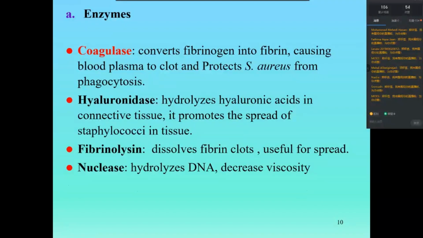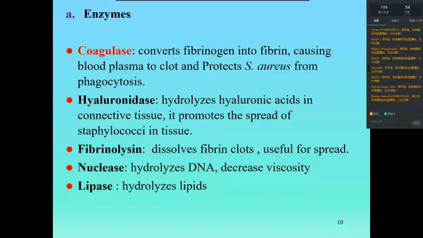Okay. The next one is that they can produce structural components, which are some specific molecules, like capsules. This will inhibit phagocytosis by neutrophils and by macrophages, and also facilitate their adherence. So when we learn the general knowledge of bacteria, we learn that capsules can inhibit phagocytosis and are involved in adherence.